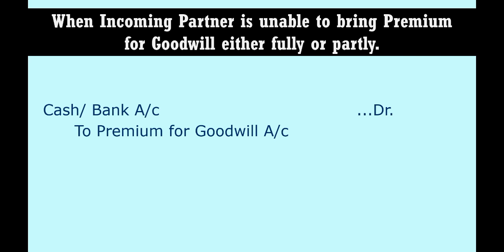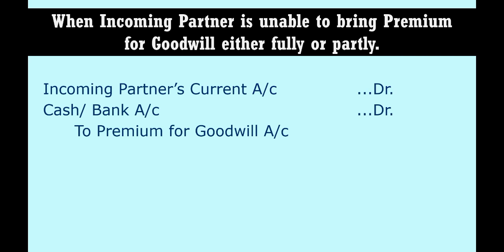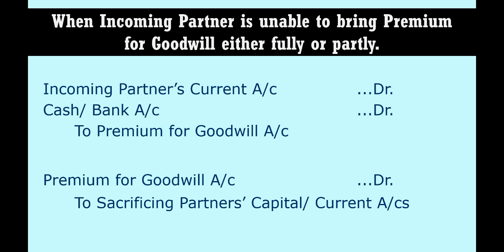Now he is giving 400 rupees less. For that we will open his current account with debit balance. So incoming partner's current account debit. Once again, whenever partner does not bring the full amount of goodwill, we will open incoming partner's current account to adjust the amount. Then this premium for goodwill will be distributed among sacrificing partners. So this entry we have already studied.